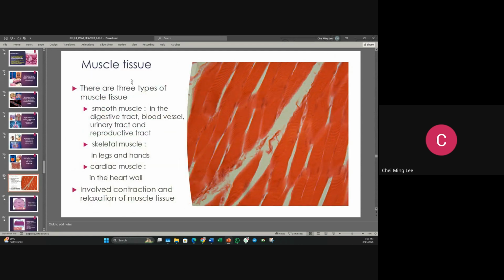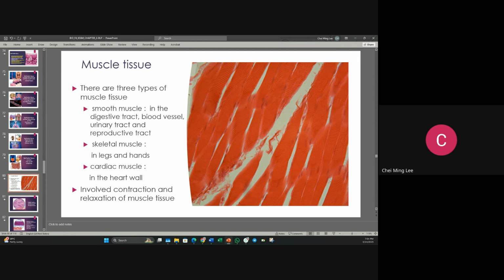So now let's see muscle tissue. There are three types of muscle tissue. We have smooth muscle, which is in the digestive tract, blood vessels, urinary tract, and reproductive tract. These smooth muscles normally are those muscles that will contract automatically. We cannot control the motion.